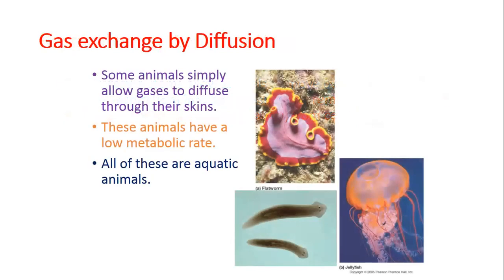Gas exchange by diffusion. Some animals simply allow gas to diffuse through their skins. These animals have a low metabolic rate, so a cold life. All of these are aquatic animals. We see the pictures here in front.